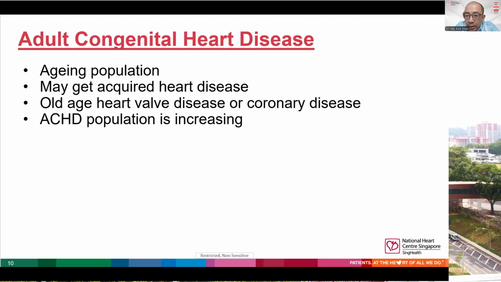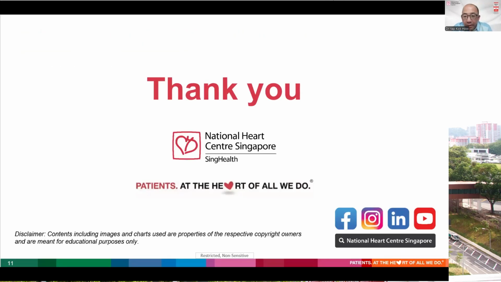And our adult congenital population in heart center is increasing because a lot of babies who were operated on, say, 20 or 30 years ago have survived so long, and our adult congenital disease patient population is going to keep increasing actually. I think that's probably the last slide already.